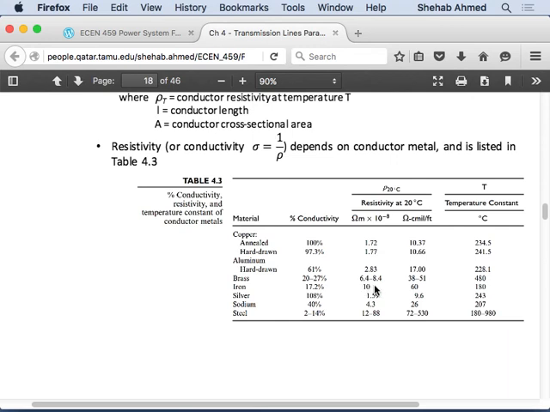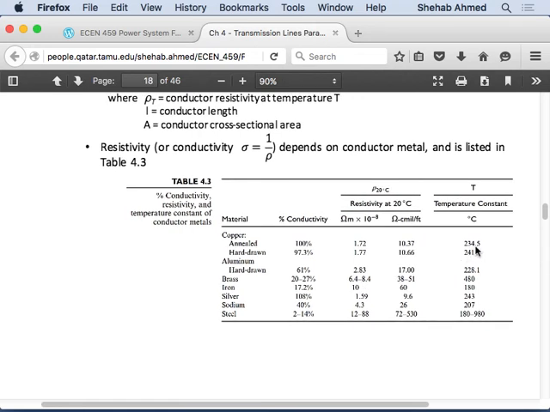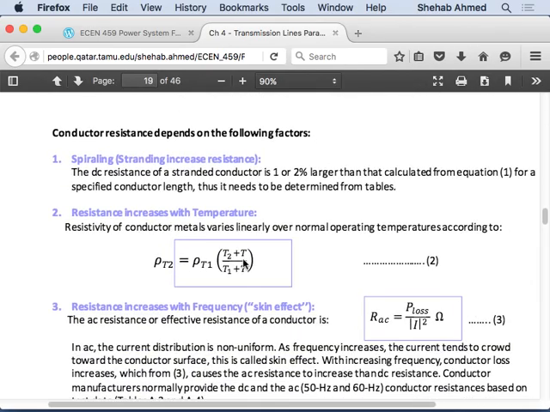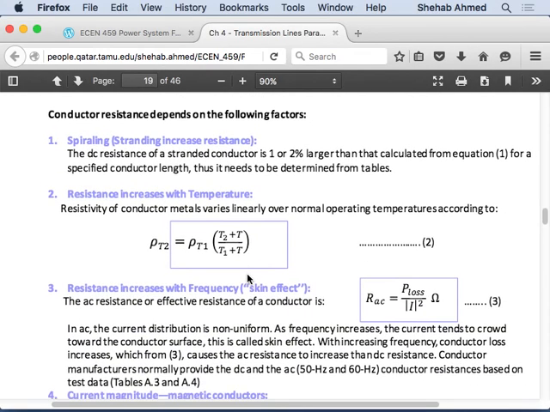maybe 50 degrees Celsius, for example, and you will use the temperature constant when the temperature changes, right? For every material, there's a certain temperature constant you need to calculate the resistivity at a different temperature. So that's this T here, and there's an example in the slides.